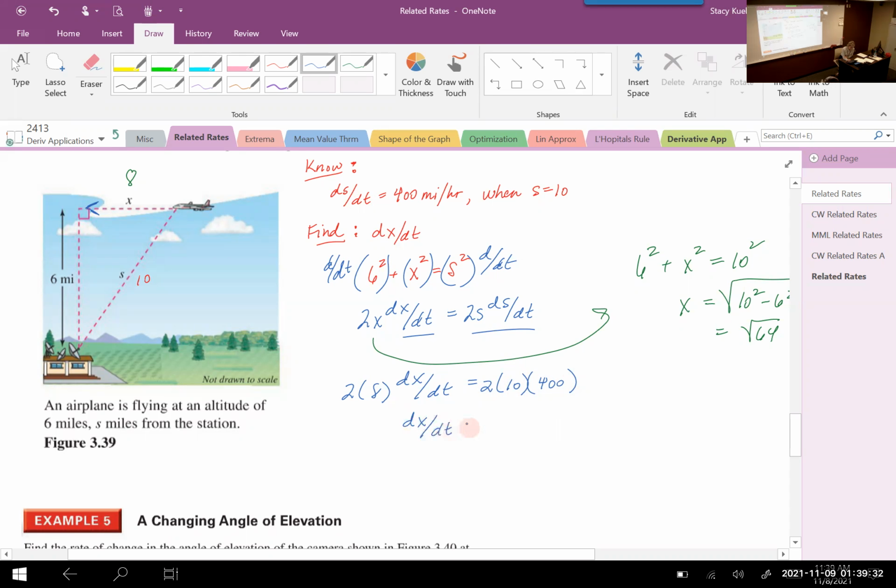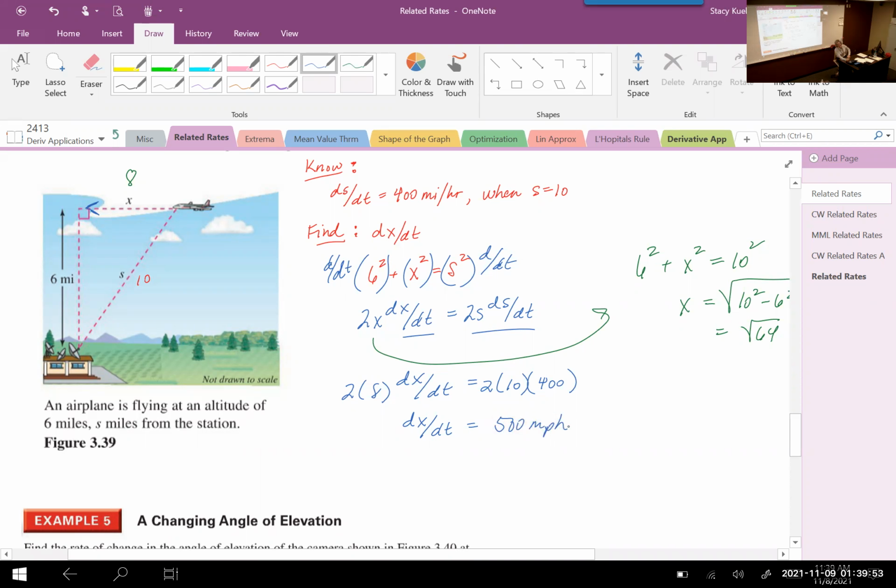dx/dt becomes what? When I divide that off? 500. 500.